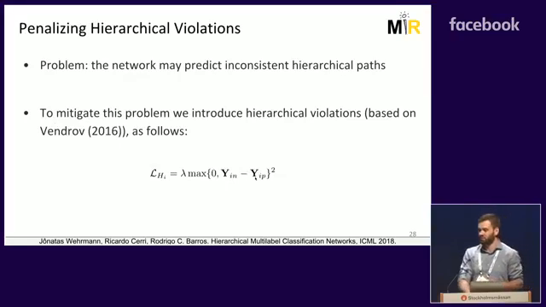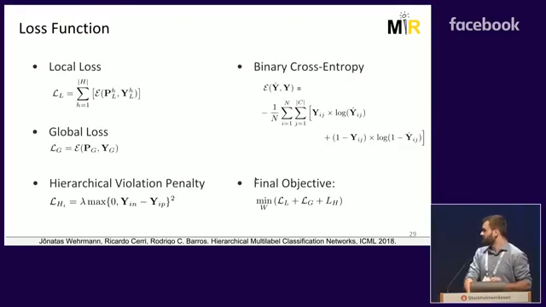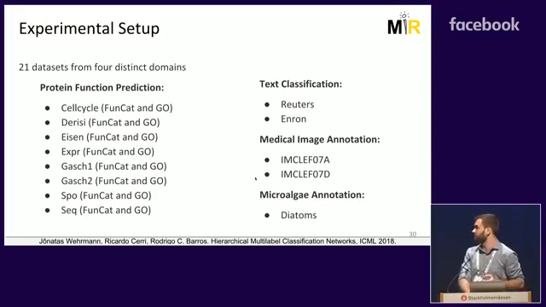The problem is that it's hard to constrain the network to predict only consistent hierarchical paths. So to mitigate this problem, we introduce what we call hierarchical violation. A hierarchical violation is when the score of a child node is greater than its parent node. So we use this difference, the square of this difference, as a penalization for this problem. The overall loss function is basically a sum of the local losses and the global loss, together with our penalty for hierarchical violations.